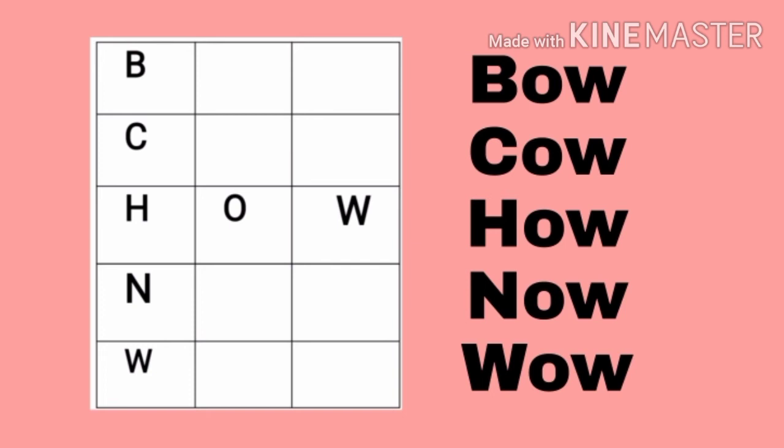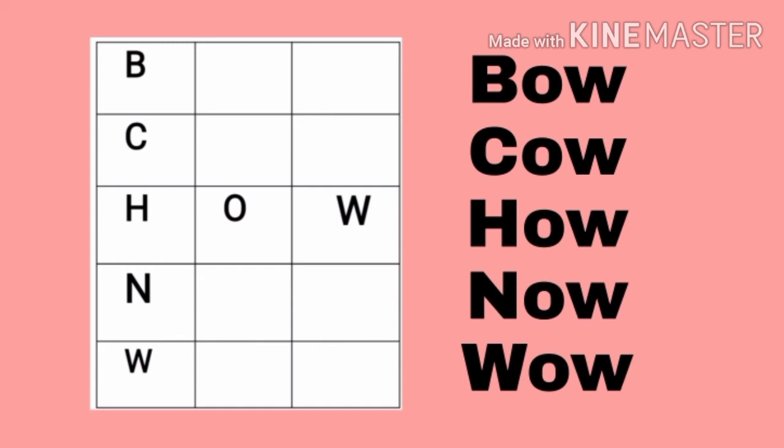C's phonic sound is k, and we are going to add OW, ow. C, k, and OW, ow, cow. So COW, cow. Then HOW, how. H phonic sound is h, and OW, ow. HOW, how.